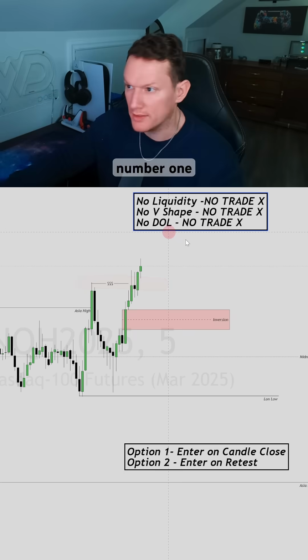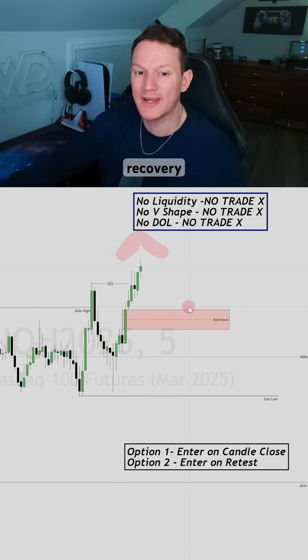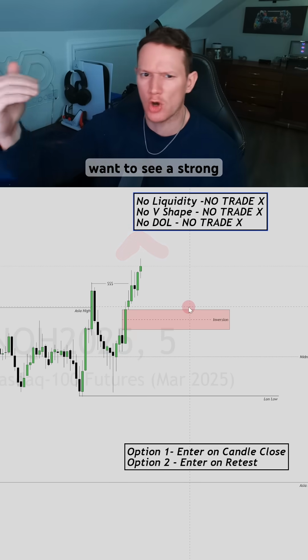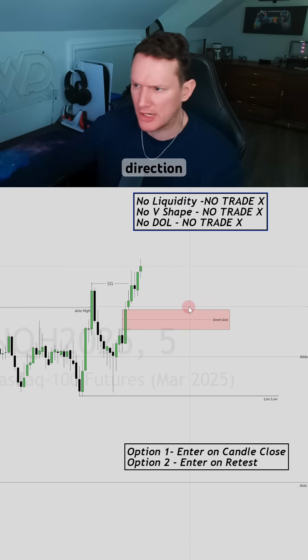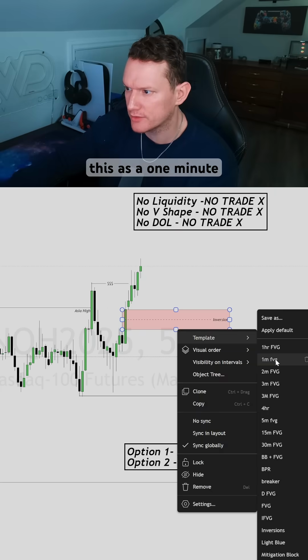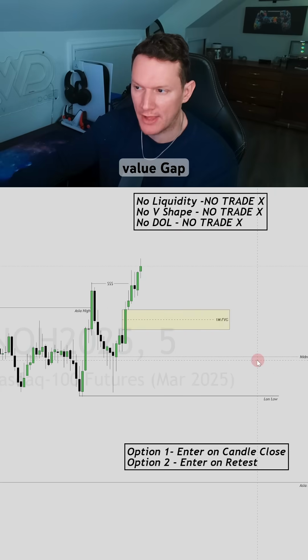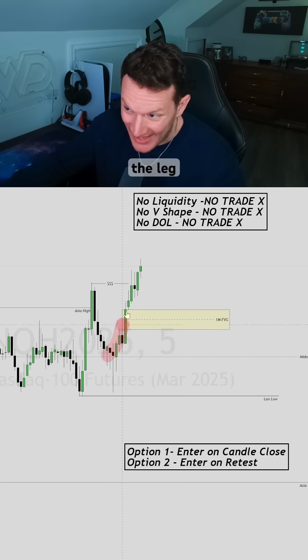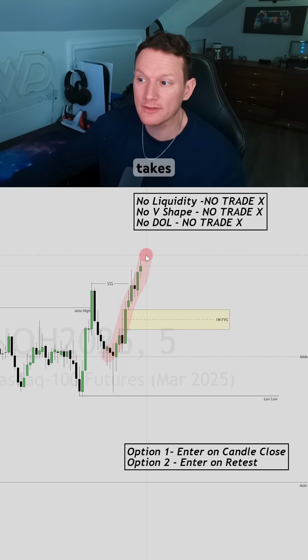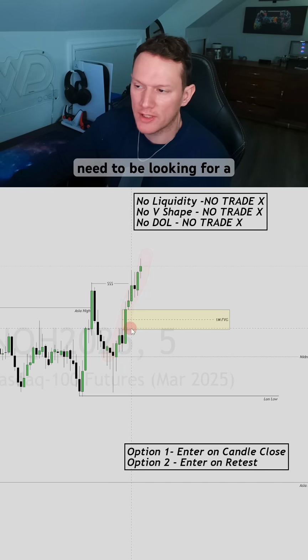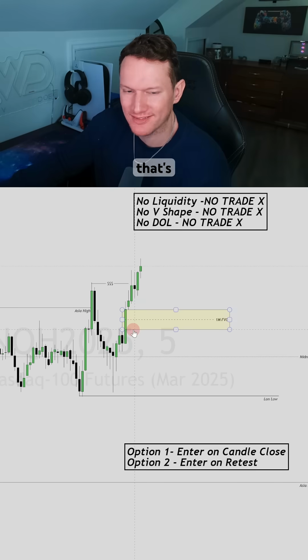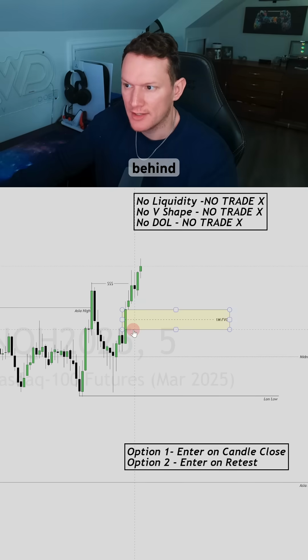That's step number 1. Step number 2 is going to be a V-shaped recovery out of this area. I want to see a strong reversal in the opposite direction now, okay? And I'm also going to mark this as a 1-minute bullish fair value gap because, guys, on the leg up that takes liquidity, we need to be looking for a bullish fair value gap that's left behind in order for the market to then flip it to become an inversion.